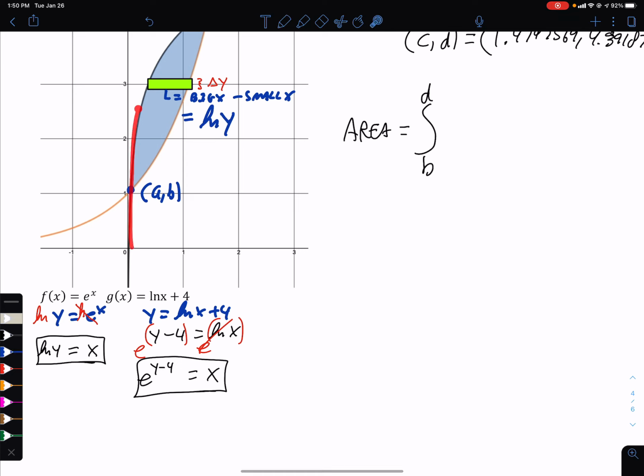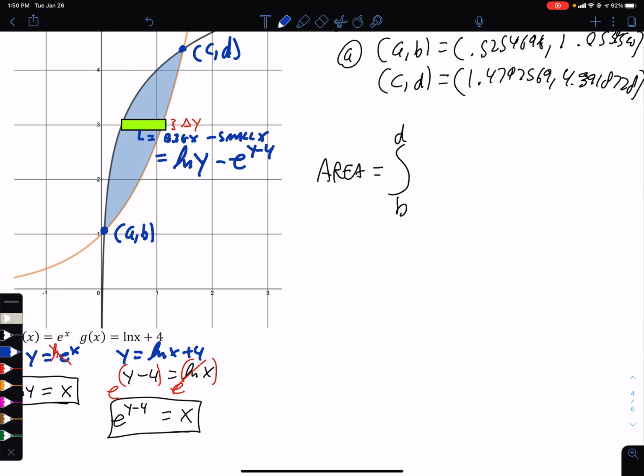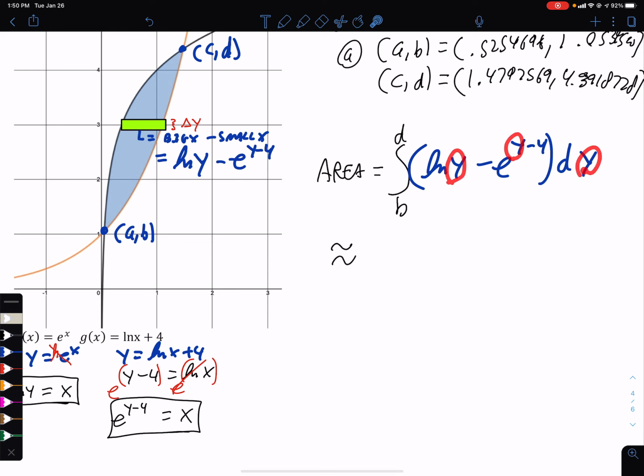My small x is this ln function, but once you convert that ln function, it becomes e to the y minus 4. So that's what I'm going to put in for my length. And my thickness is dy. Well, how do I put that in the calculator? Okay, in the calculator, it doesn't matter what this variable is. You can make it a q, a z, a w. It doesn't matter because the net area is going to be the same no matter what I call the variable. So when I put that in the calculator, I'm going to do it like such.